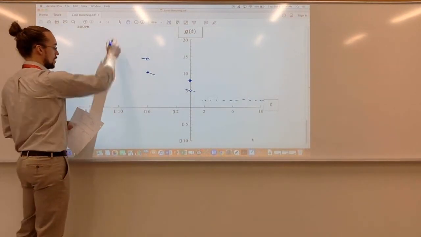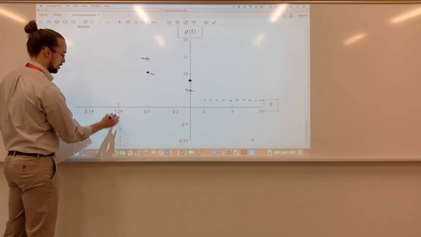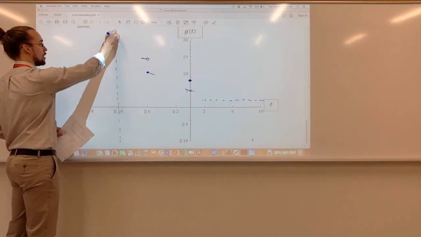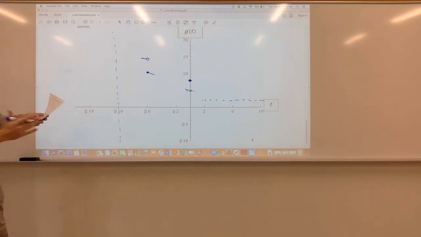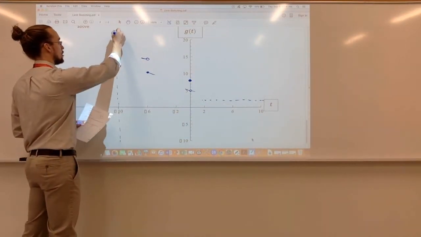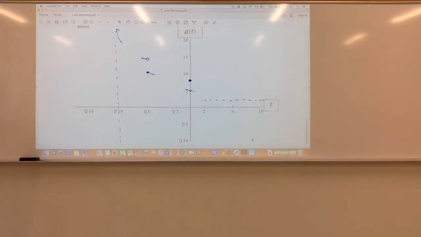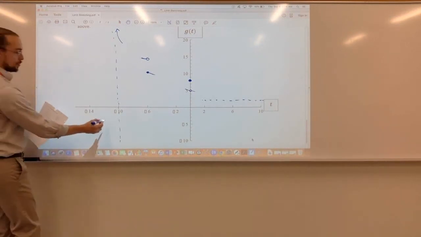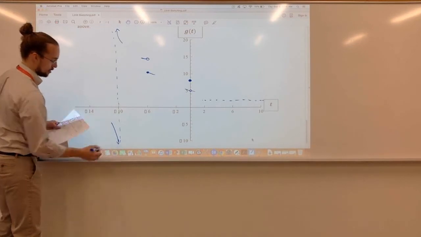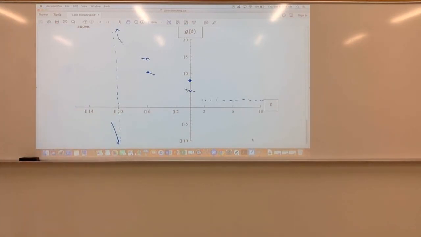So that tells me I'm going to have an asymptote through negative 10. Right? As I come from the right, I'm going to positive infinity. So I'll just kind of sketch that in for now. Then as I'm coming from the left, I'm going to negative infinity. And the last piece is as t approaches negative infinity, I'm going to positive infinity. So as I go further and further this way, my function is just going up forever.